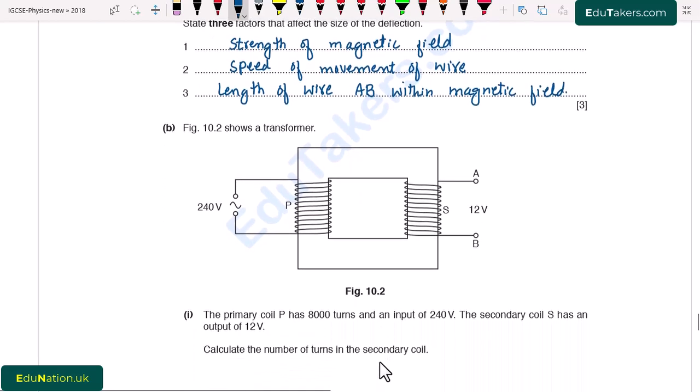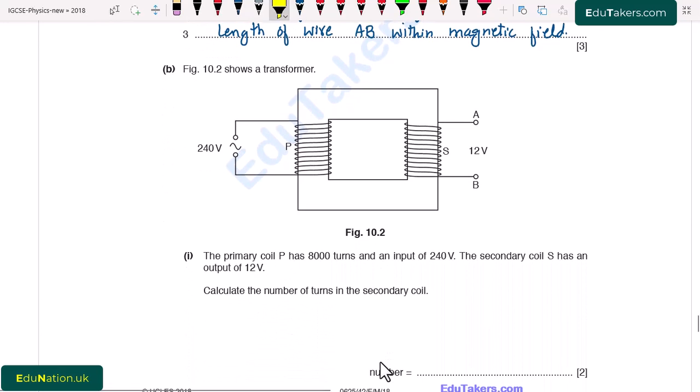Part B. Figure 10.2 shows a transformer. Here is the figure 10.2 and it's a transformer. It has two coils, primary that is represented by P and secondary that is represented by S. Here on the primary side the voltage is 240 volt and on the secondary side the voltage is 12 volt. The primary coil P has 8000 turns and an input of 240 volt. The secondary coil S has an output of 12 volt. Calculate the number of turns in the secondary coil.